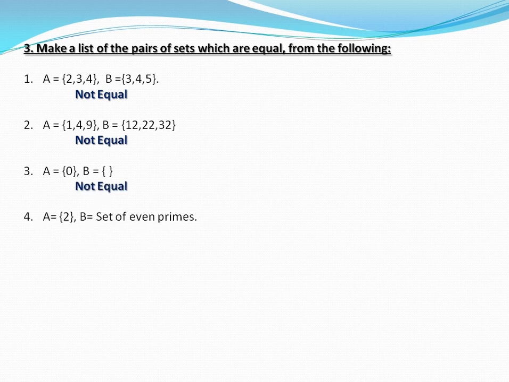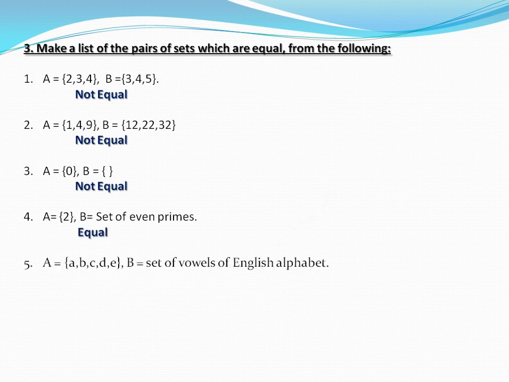Number 4, A has 2 and B has the set of even primes. Is it an equal set or not? Yes, it is an equal set. Number 5, A has the values A, B, C, D, E, B has the set of vowels of the English alphabet, and as you know, the vowels of the English alphabet are A, E, I, O, U. They are not equal. Okay, and the last one is x such that x is an even number less than 4, while B has 2. Are they the same? Yes, they are the same.